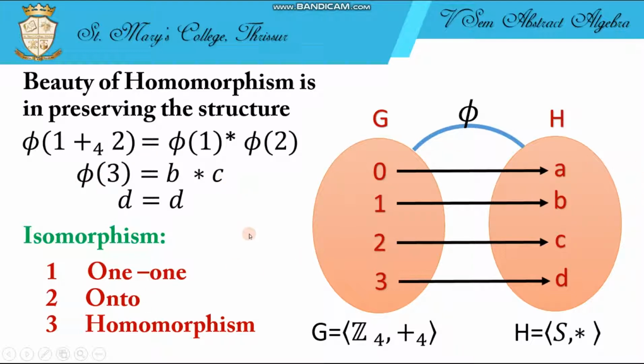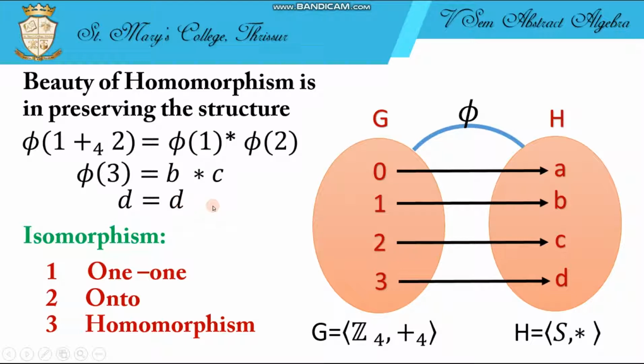Now here we are going to study homomorphism. It is the structure-preserving property. The beauty of homomorphism is preserving the structure. If I operate 1 and 2 from the domain, I will get 3, because addition modulo 4 is the operation. What homomorphism says is that the image of this 3, that is D here, will be equal to the operation of the image of 1, that is B, and the image of 2, that is C, using the operation in the range, that is star. So B star C will also be D. That is the beauty of homomorphism.